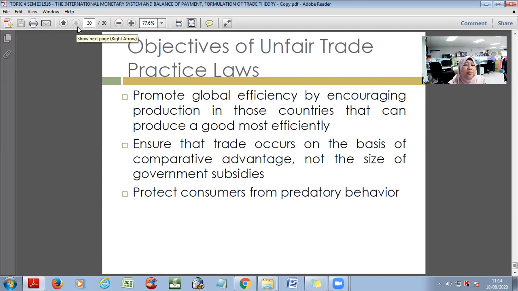And lastly, protect the consumer from predatory behavior. Predatory behavior means fraudulent, okay, maybe they victimize you, they do some discrimination, for example. So we're hoping that they will be clear on that.